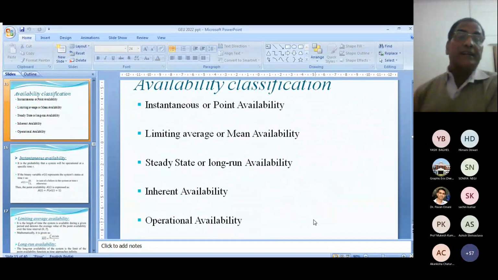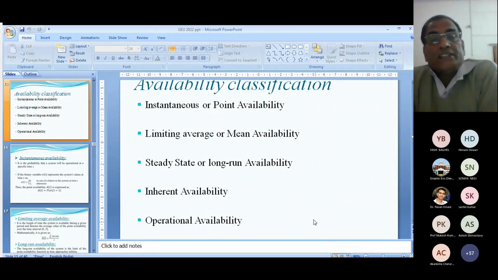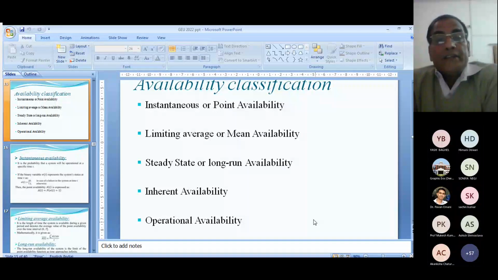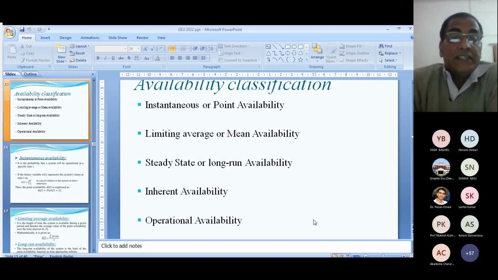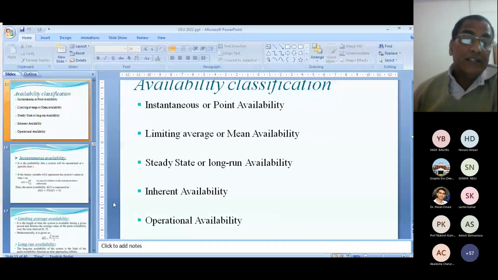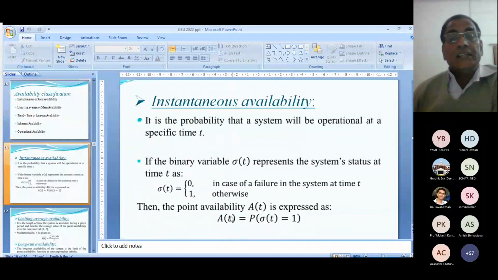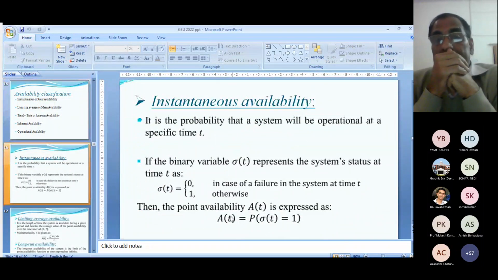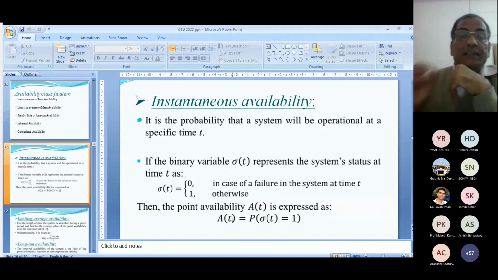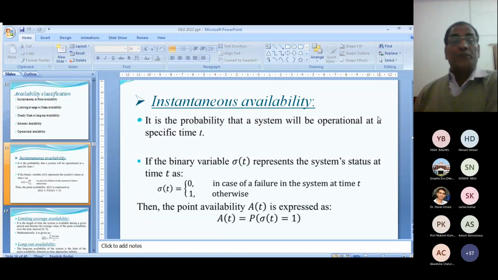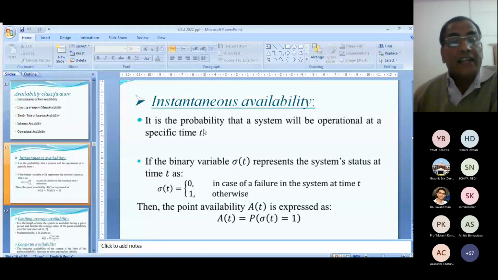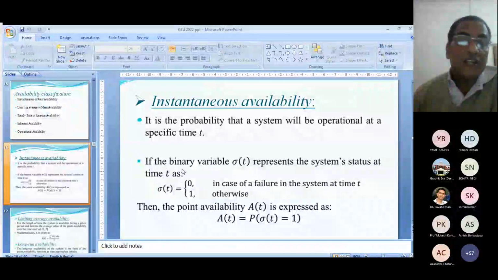Availability can be classified as instantaneous availability, also known as point availability, limiting average availability or mean availability, steady state or long run availability, and inherent availability or operational availability. Basically, what do we mean by instantaneous availability? Instantaneous availability is the probability that the system will be operational at any instant of time t. This can be expressed with the help of a binary variable, say sigma t, where sigma t is equal to 0 in case there is a failure in the system at time t. Otherwise, if there is no failure, the value of sigma t is 1.